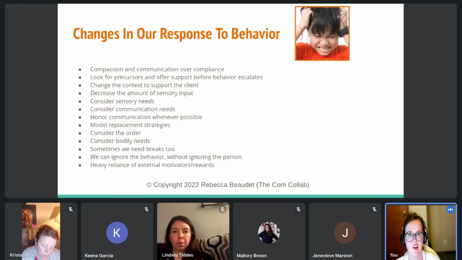Okay, let's see. Jen says dim the lighting, different seating options. Mallory says access to sensory input and breaks. Yes, yes, yes. Honestly, this is my new favorite topic on here. Being open if a student needs to stand up, walk around at some point. Giving ability to move around or go outside, absolutely. All right.